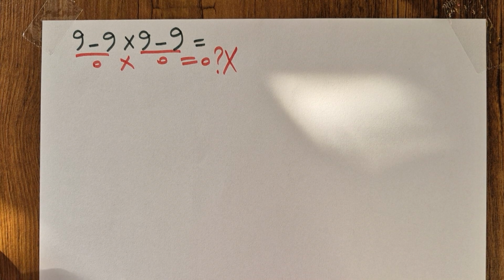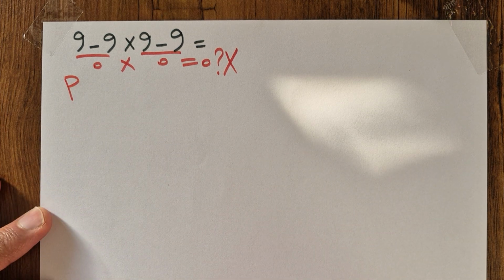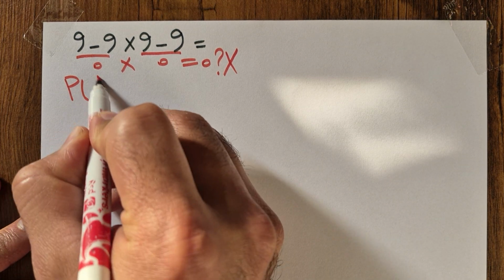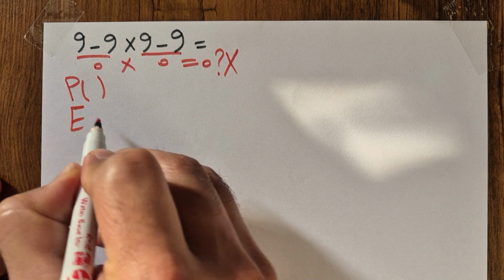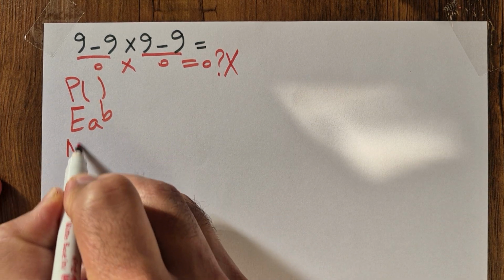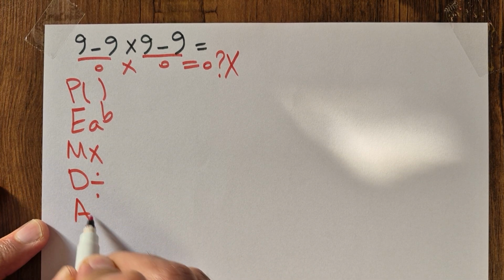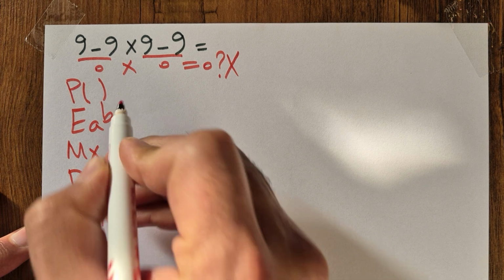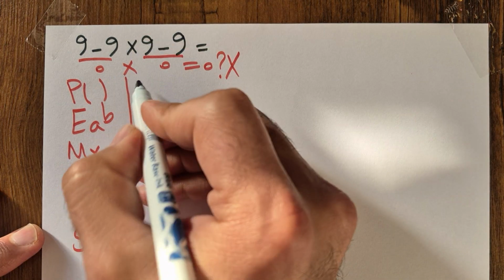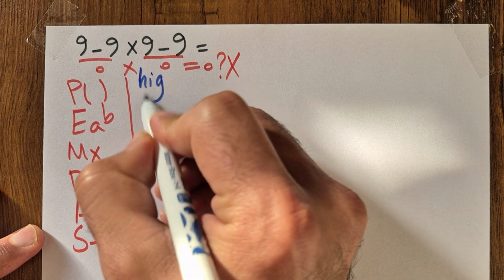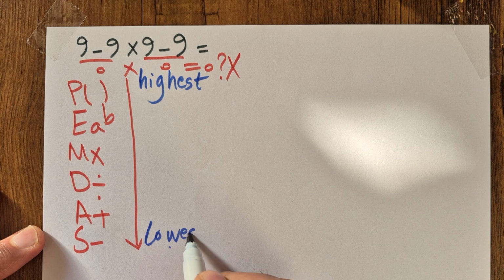It is called PEMDAS, and it is an acronym. So let's see what PEMDAS stands for. P for parentheses or any grouping symbols. E for exponents. M for multiplication. D for division. A for addition. And finally, S for subtraction. And this gives us an arrow of priority from the highest to the lowest priority.